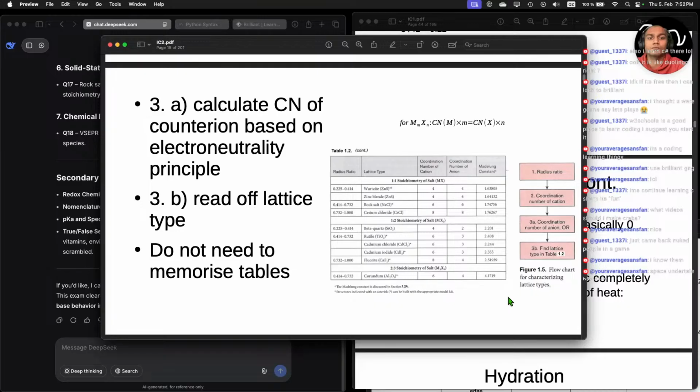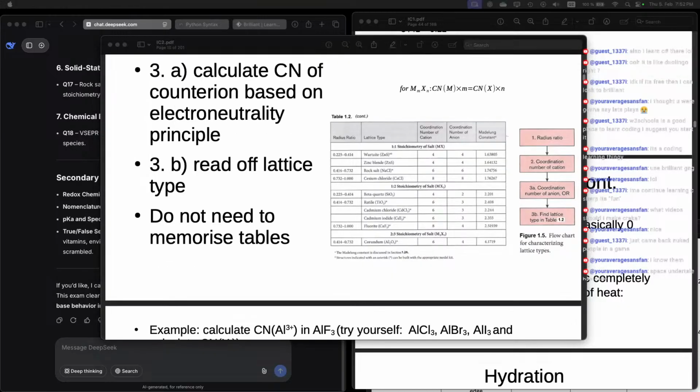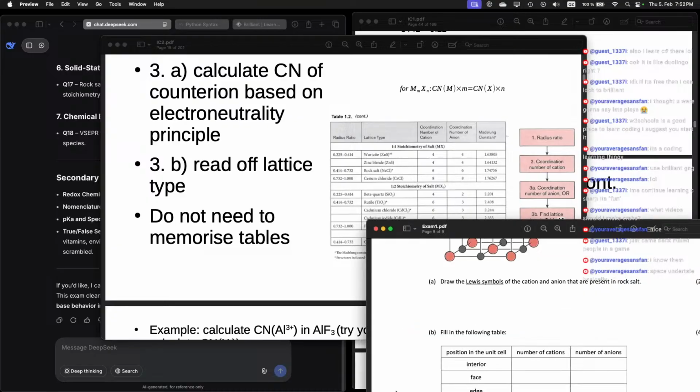Oh, OBS crashed. OBS crashed. Whoa, what made OBS crash like that?